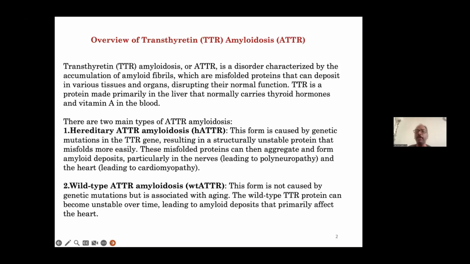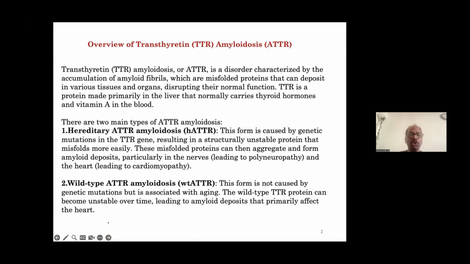Let's have a brief history of transthyretin amyloidosis. It is a disorder characterized by the accumulation of amyloid fibrils, which are misfolded proteins that can deposit in various tissues and organs. When the misfolding happens in the nerve tissues, it is called neuropathy. And when the misfolding of proteins happens in the cardiac tissues, it is called cardiomyopathy. There are two types of amyloidosis: one is hereditary amyloidosis, and the other is wild type amyloidosis.